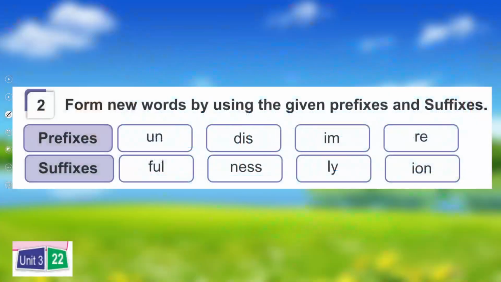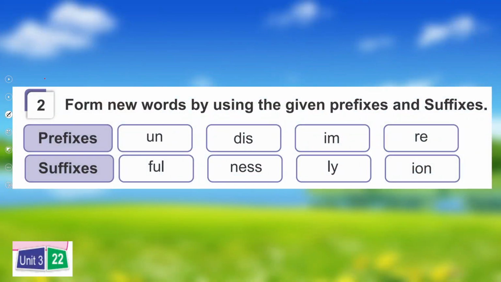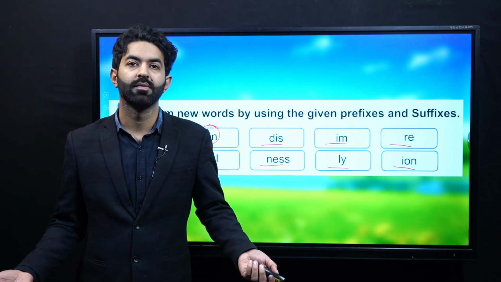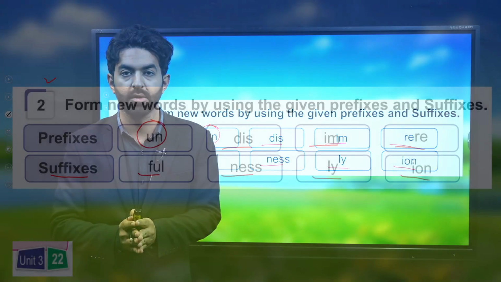Now, let us understand and do this activity. You have to pause the video, do this activity quickly, and come back soon. Yes, students, I hope that you can see the task: form new words by using the given prefixes and suffixes. Let's form new words. Un, dis, im, re, and we have some suffixes like full, ness, ly, and ion. So can we make different words? Yes. Do this quickly, make up new words, and share them with your instructor.